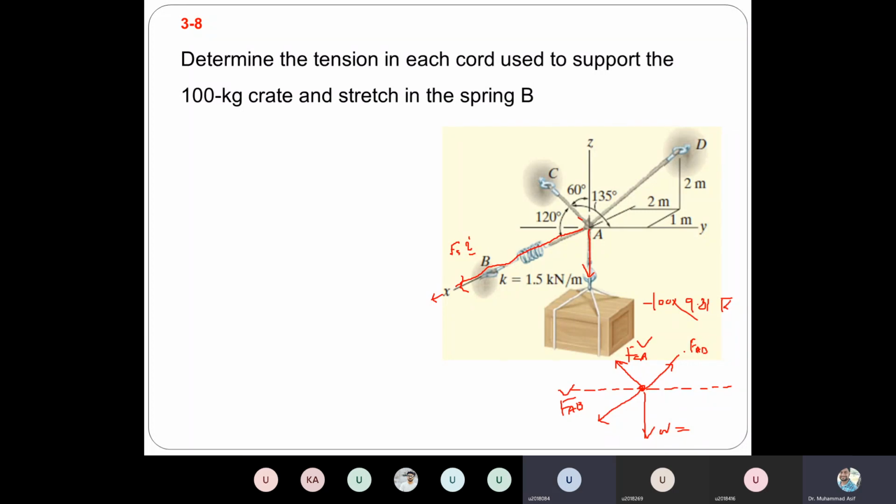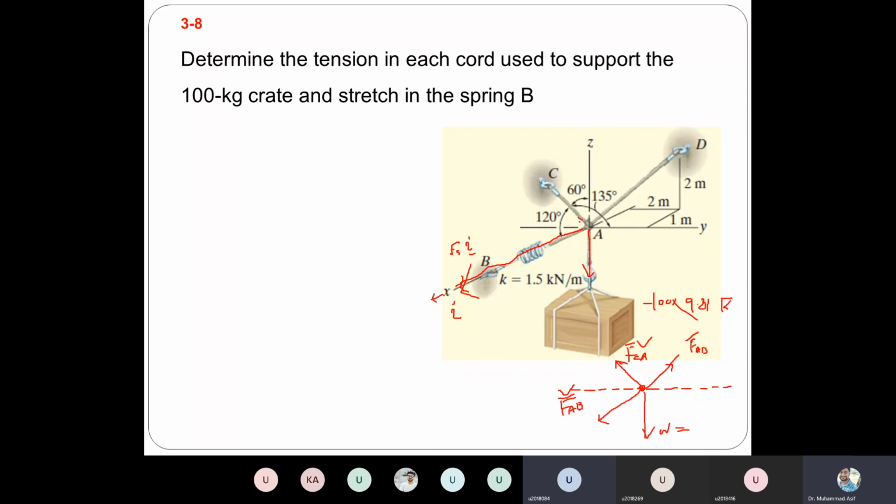So basically, first of all, we can convert each force into a force vector. And how can we convert into a force vector? We need a unit vector. For this one, the unit vector is already known. For example, for the spring, we already know the spring unit vector. Unit vector is equal to i, because it lies on the x-axis.